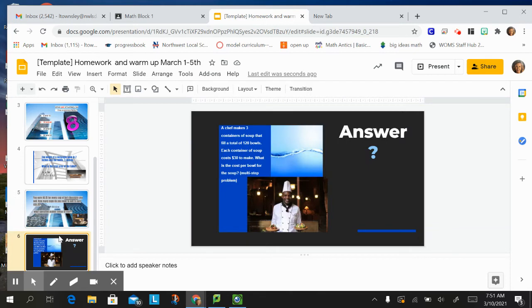All right, last one. Here we go. All right, it says the chef makes 3 containers of soup that fill a total of 120 bowls. Okay, so a chef makes 3 containers of soup that fill a total of 120 bowls. I'm just writing down what they're telling me while I read this to you. Okay, each container of soup costs $30 to make. So 1 container of soup is $30 to make.